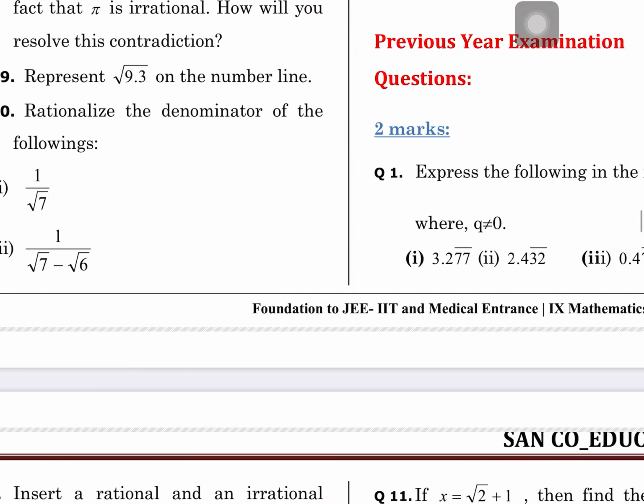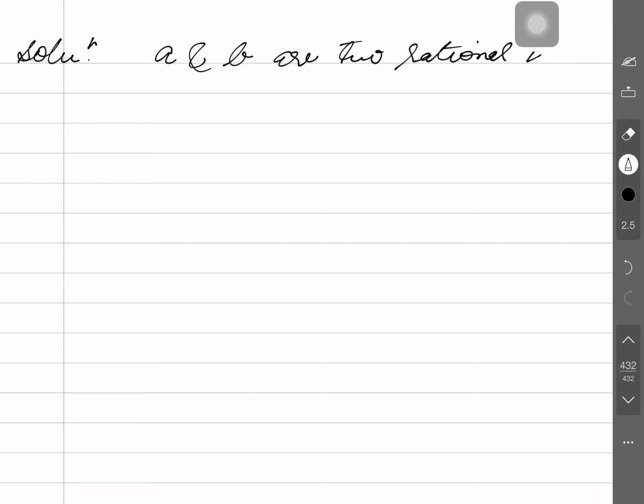Is that clear? Now the second question: insert a rational and an irrational number. How can we insert these? For rational number insertion, I told you 2 methods just now. I am telling the solution. Suppose a and b are 2 rational numbers. Is that clear? a and b are 2 rational numbers.